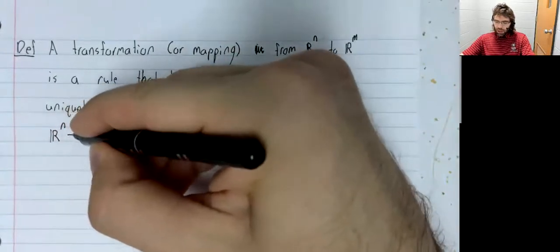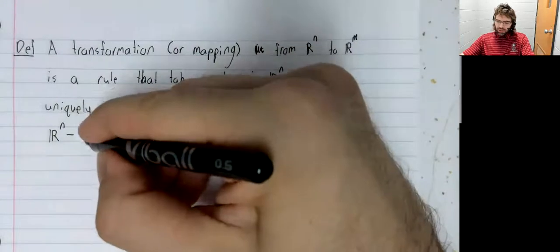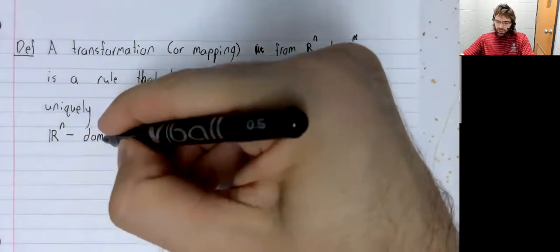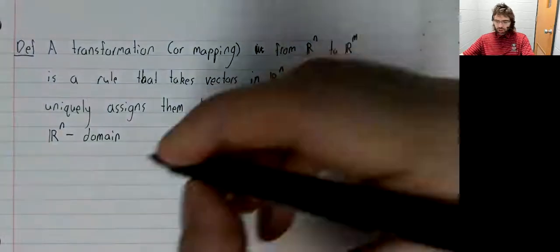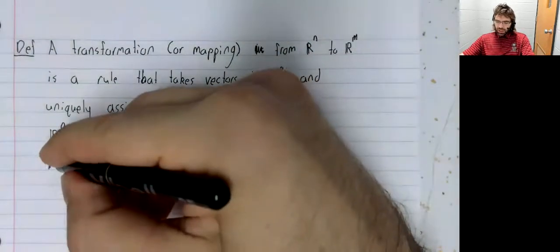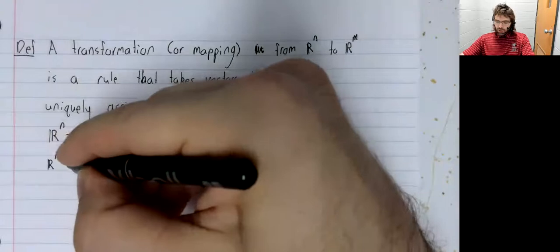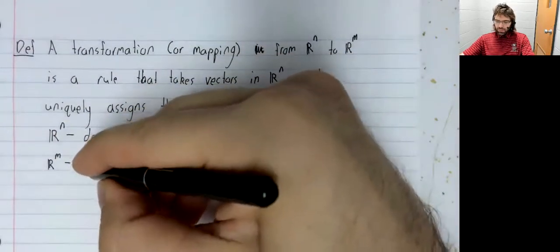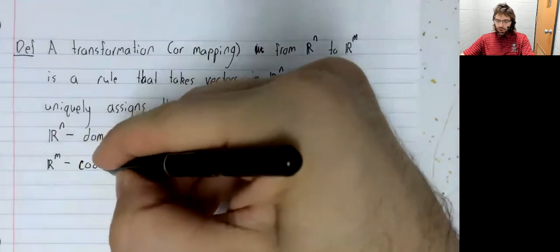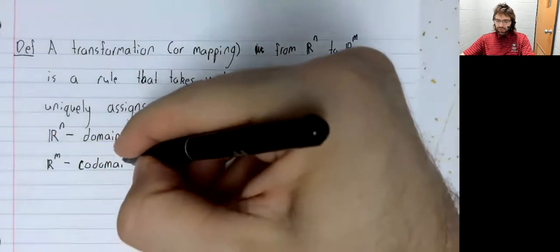We'll call Rn the domain of the function. And we'll call Rm the codomain.